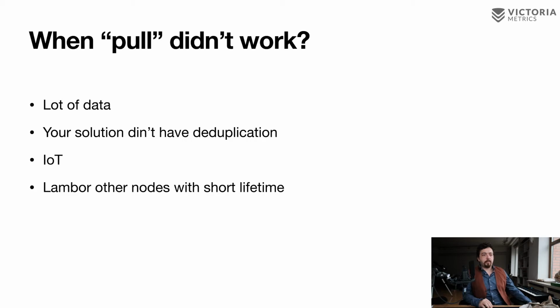Okay, I have some mistakes here. It means lambda or other things with short lifetimes. It's really hard to pull data from lambdas because they don't have an HTTP endpoint. It's hard to pull data from your Spark jobs or something like this, and pull doesn't work in those cases. It doesn't work if you don't have service discovery.